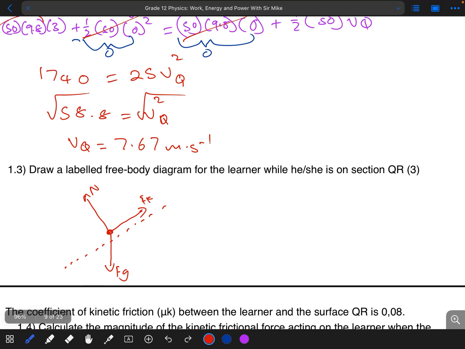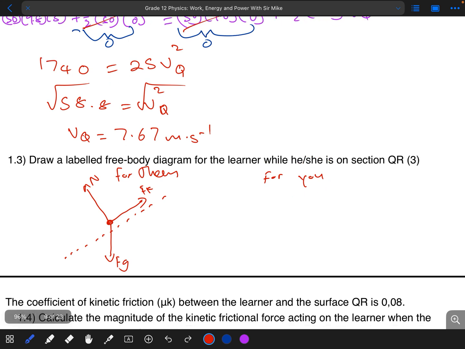So if they ask for a free body diagram, this is for them, right? And this would be for you. Please do not write that this is for them. Don't do that. This is simply for your calculations, as it makes things a little bit simpler. So what we are going to do is draw a second one, but this is for us.